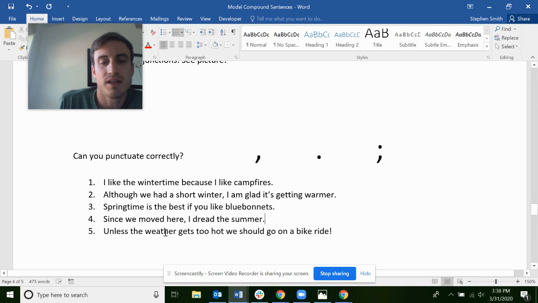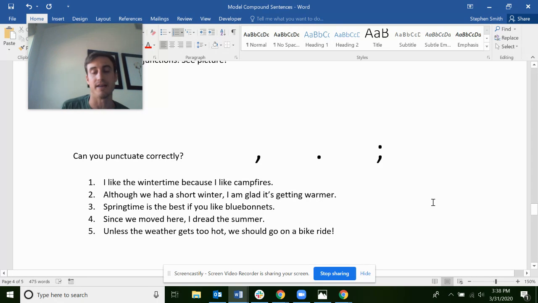All right, number 5, unless the weather gets too hot, we should go on a bike ride. Again, the subordinate clause comes first. Unless the weather gets too hot, comma, we should go on a bike ride.